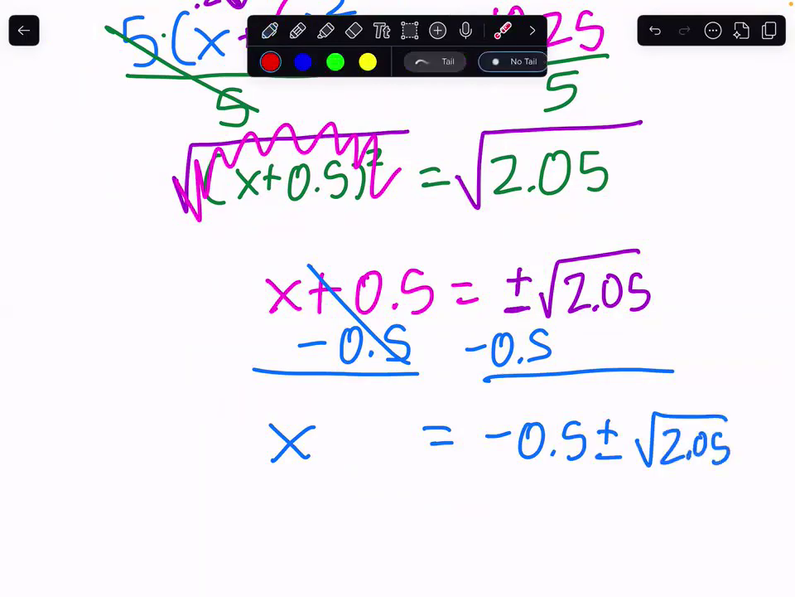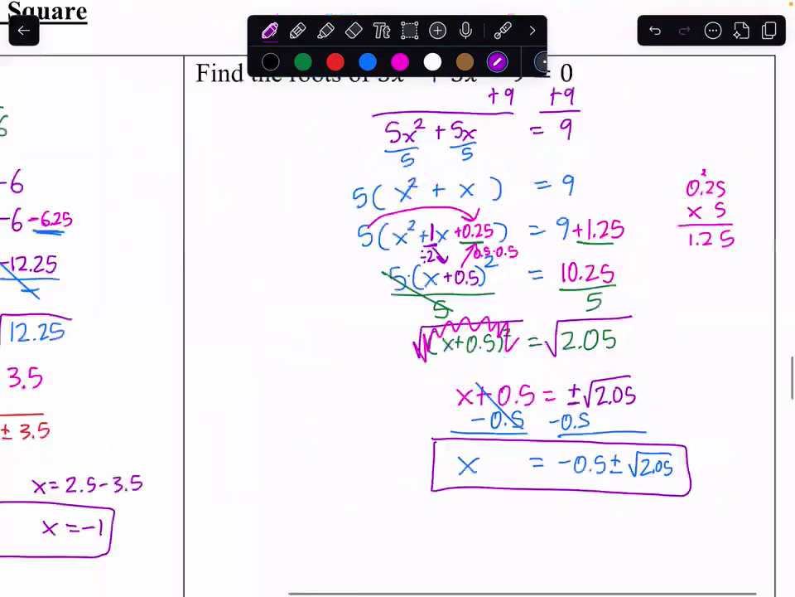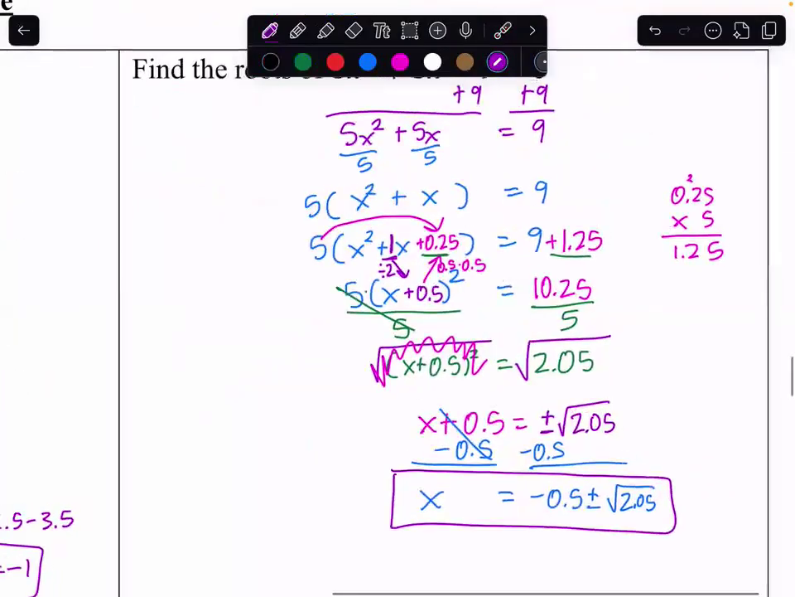Okay, so for this problem, we do not need to split it to the plus version and the minus version because there's still a square root symbol. That means there's no way to add them together. Okay, so yeah, there's our answer.